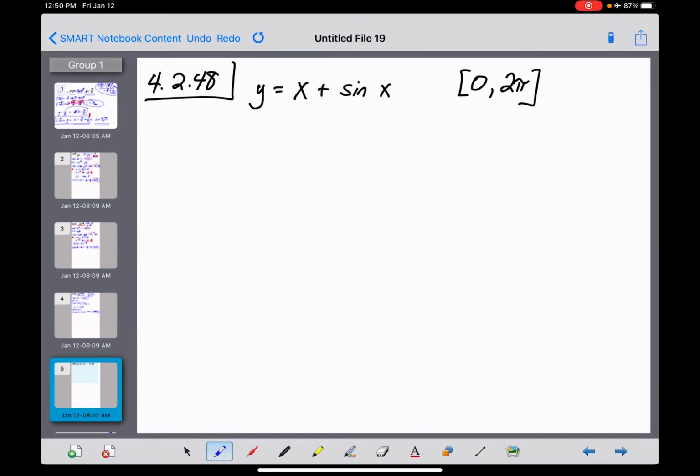In 4.2, number 48, they're giving us a function, y is equal to x plus sine of x, and they're asking us to find the maximum and minimum value of this function on a closed interval from 0 to 2 pi. So let's get working on that.